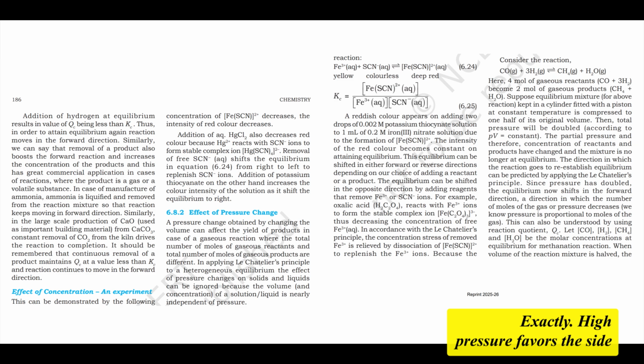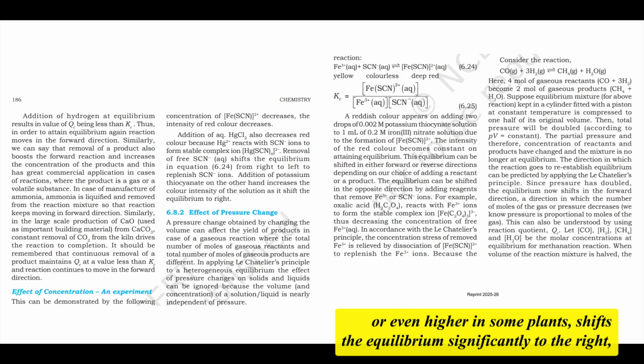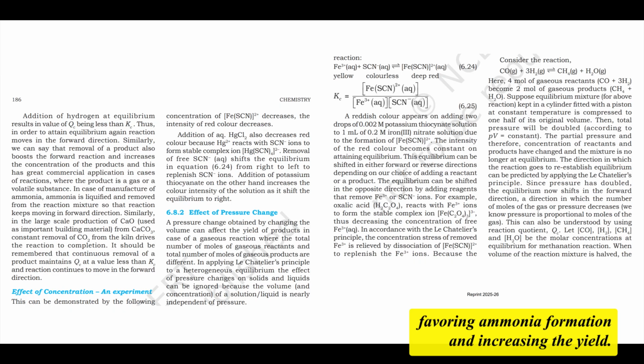Exactly. High pressure favors the side with fewer moles of gas. In the Haber process, reactants, N2 plus 3H2, constitute 4 moles of gas, while the product, 2NH3, is only 2 moles of gas. Therefore, applying high pressure, typically around 150-250 atmospheres or even higher in some plants, shifts the equilibrium significantly to the right, favoring ammonia formation and increasing the yield. This is a key factor in the industrial process design.